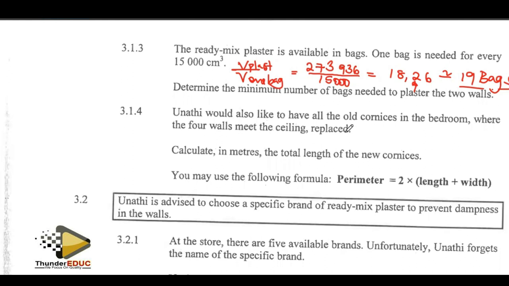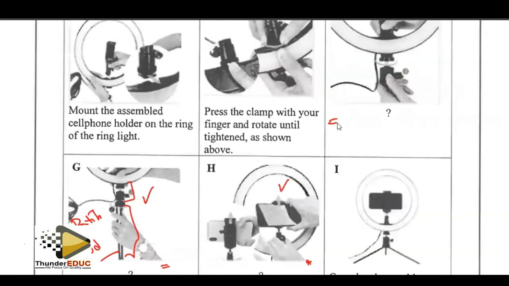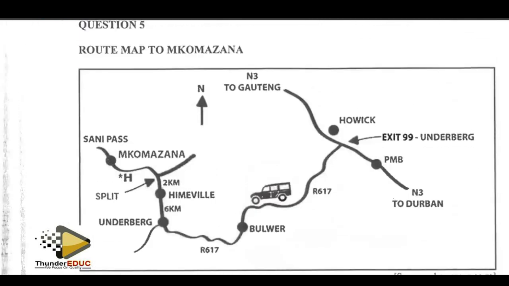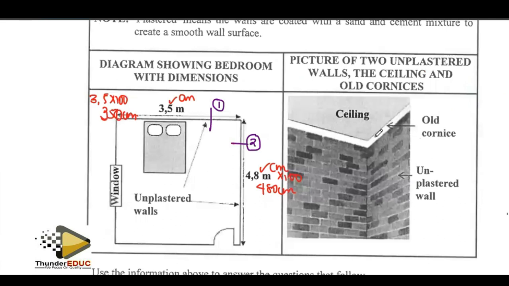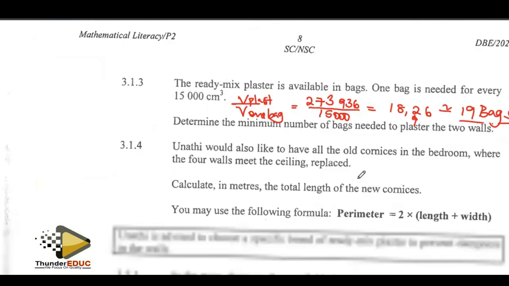Auntie would also like to have all the old cornices in the bedroom, where the four walls meet the ceiling, replaced. Now take note. The cornices are these white ones at the ceilings. You have that white part that holds the ceiling. It's between the ceiling and the wall. So they need to replace them.